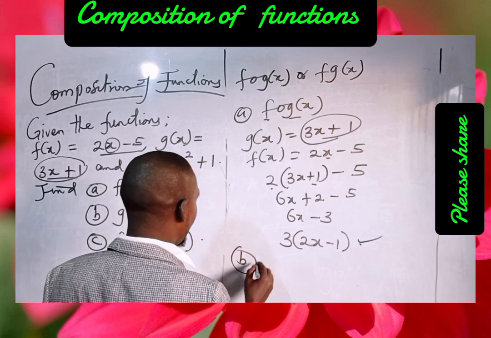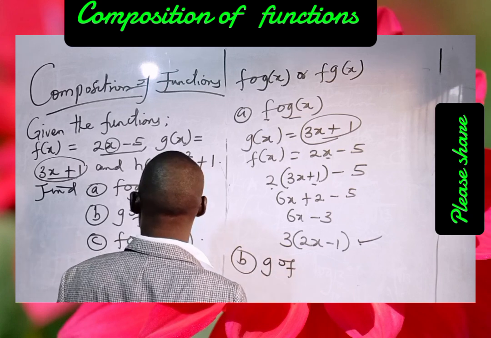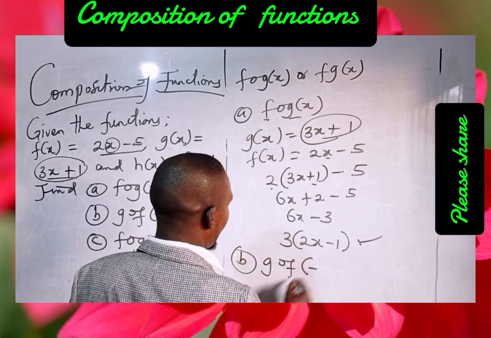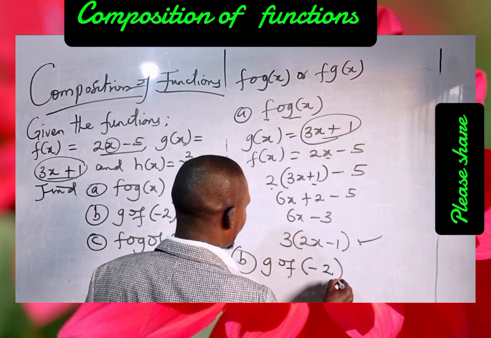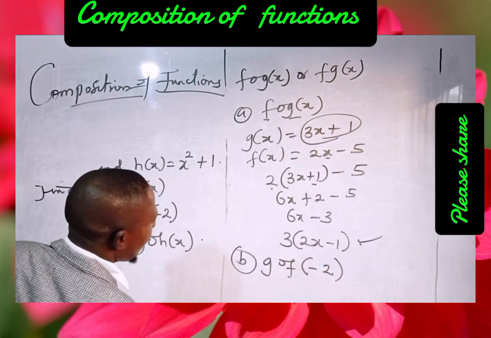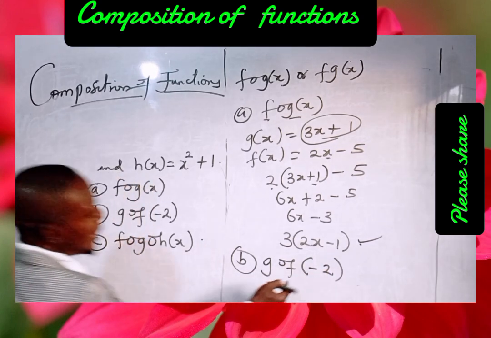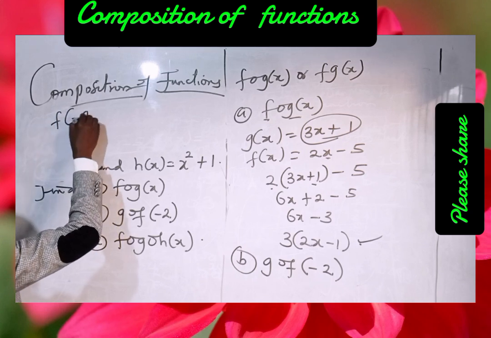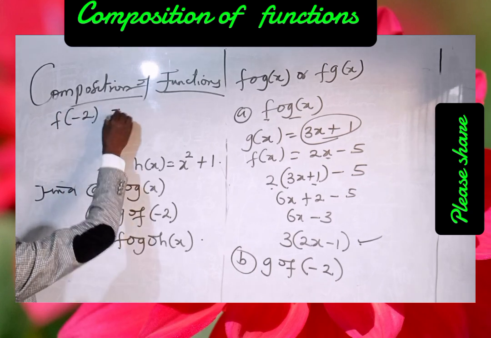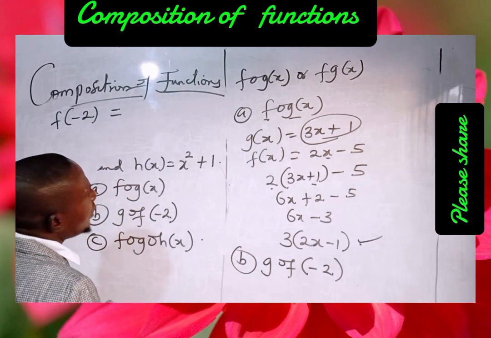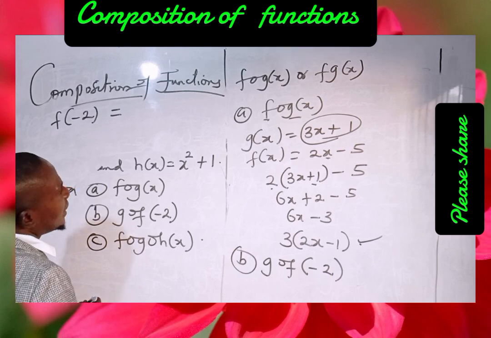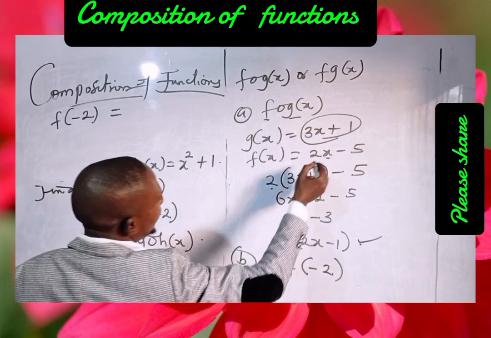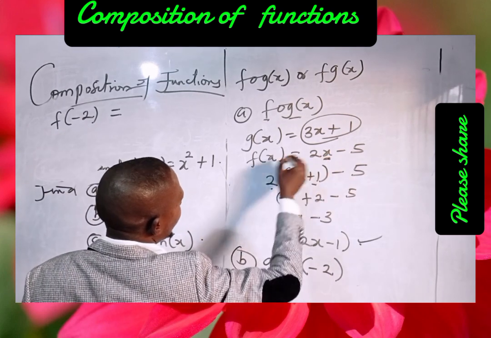Now, the second one says g of f of minus 2. So first and foremost, get f of minus 2. Look at it, f of minus 2. F of minus 2 will be what? Just put minus 2 in x. Any place you see x in f of x, put minus 2 to get f of minus 2.